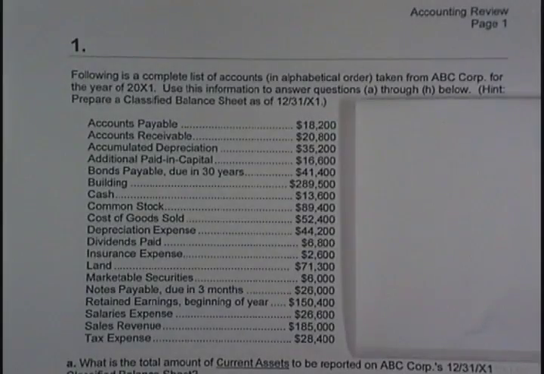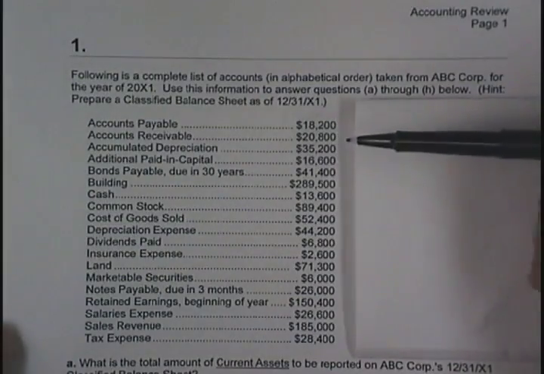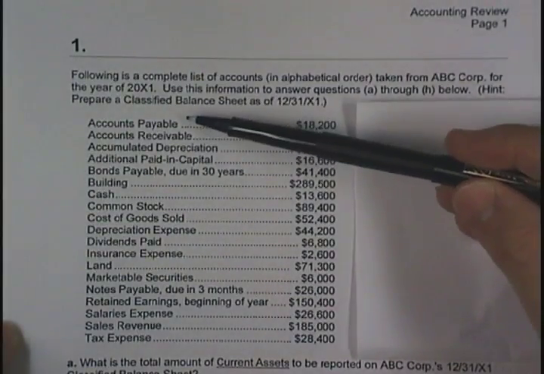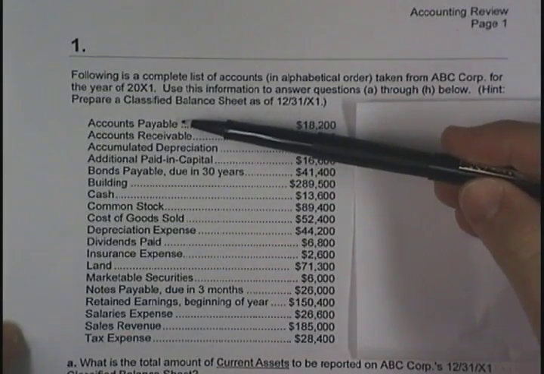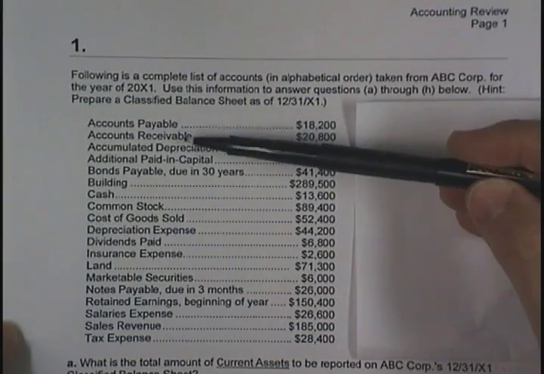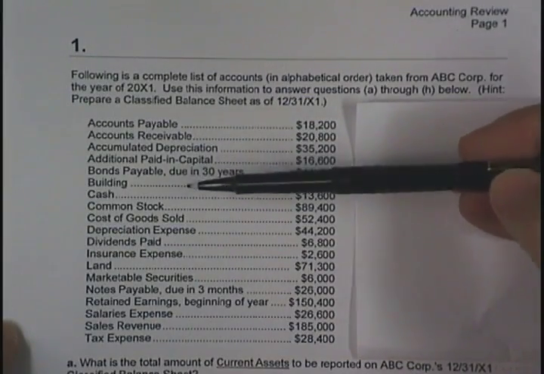In problem number 1, we're given financial information for ABC Corporation, and we're supposed to answer several questions based upon that data. It recommends that we prepare a classified balance sheet as of the end of year 1 to do this. I thought perhaps the best way to start is to take the various accounts and identify the type of account that they are, such as accounts payable being a liability, accounts receivable being an asset, etc.